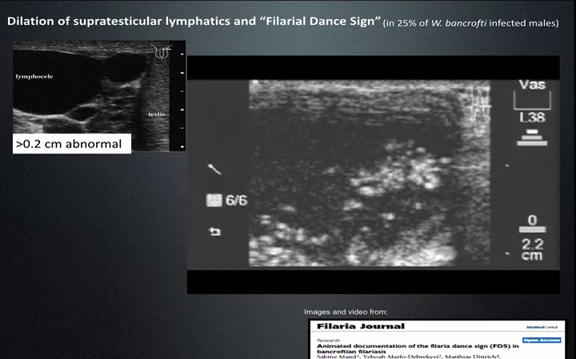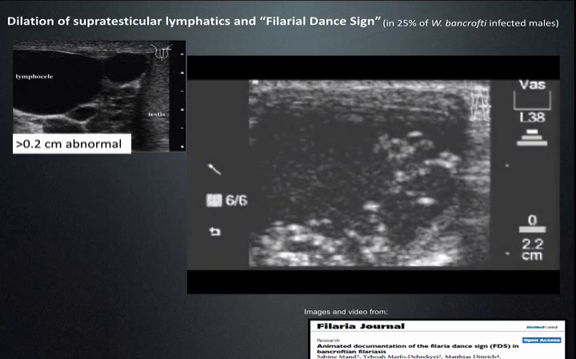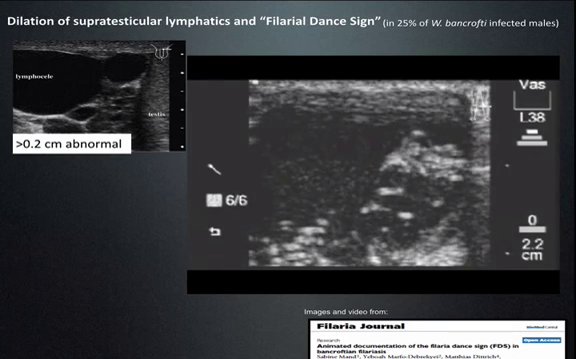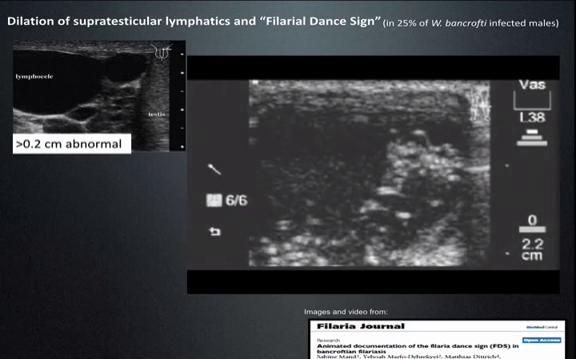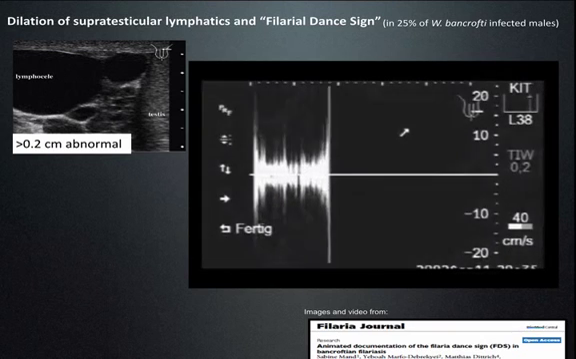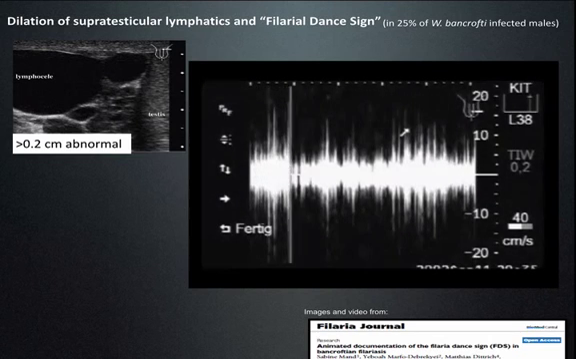In a variable percentage of infected subjects, the pathognomonic sign of filarial worm moving into the supratesticular lymphatics can be seen. This is called the filarial dance sign. In the pulse wave Doppler mode, the filarial dance sign is seen as an undulating band as a function of time with sharp, irregular peaks.